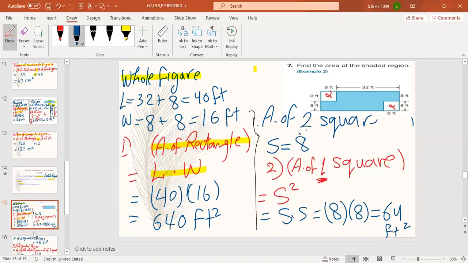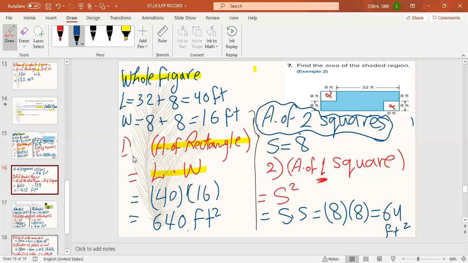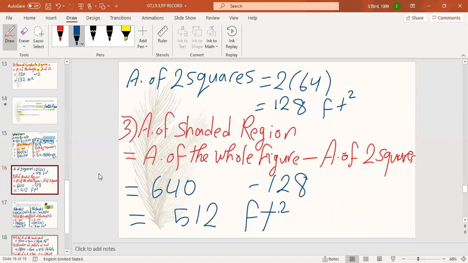And we need to subtract the area of two squares. So I need to find the area of the two squares. They have the same side length. Both side lengths are 8. So the area of the two squares equals 2 times 64 equals 128 square feet.